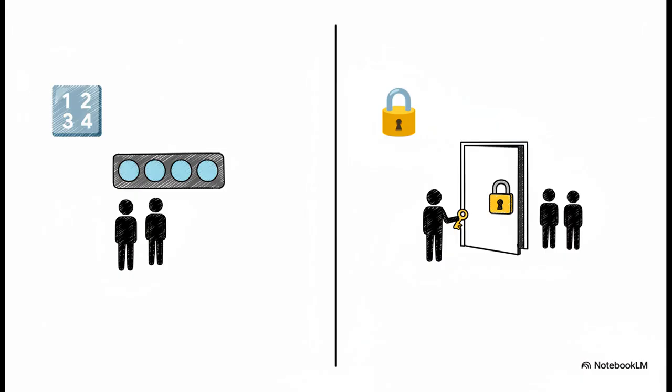Right, so not all semaphores are the same. You've got two main types. First, there's a counting semaphore. Its value can be any number, which is perfect for managing a bunch of identical resources. Think of it like a counter for the number of available parking spots in a lot.